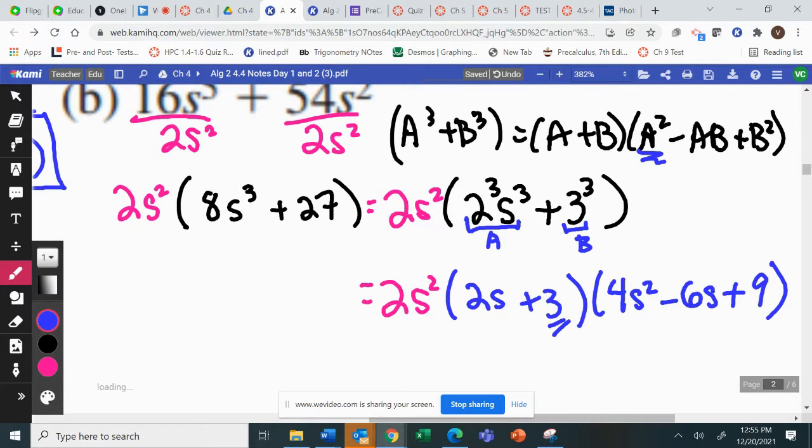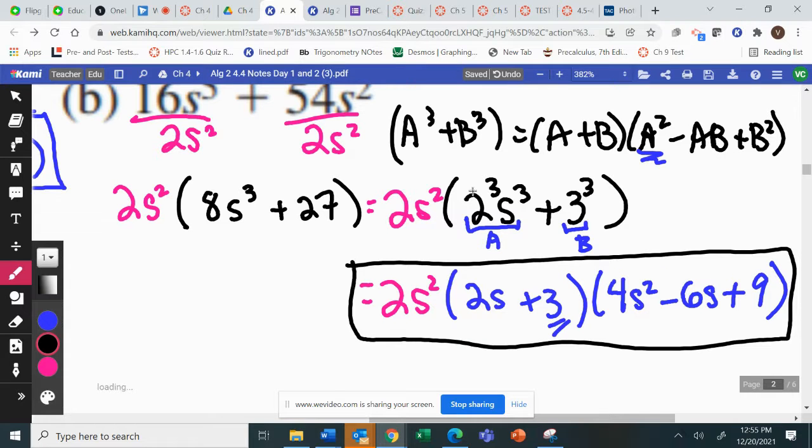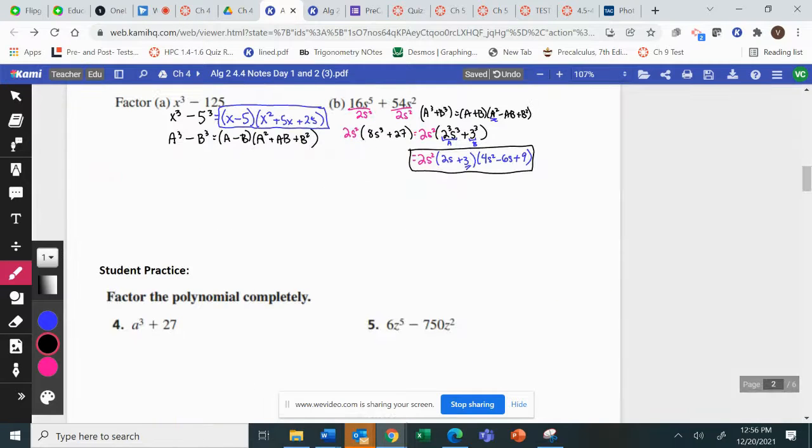Okay, so that would be our answer. We can't factor the trinomial any further. I'm looking here and we've got a plus and there's no GCF and there's no squareds. That one's done. And then the GCF out front. That's as far as we can factor that one.